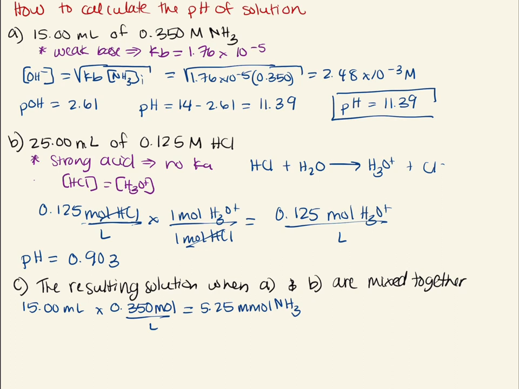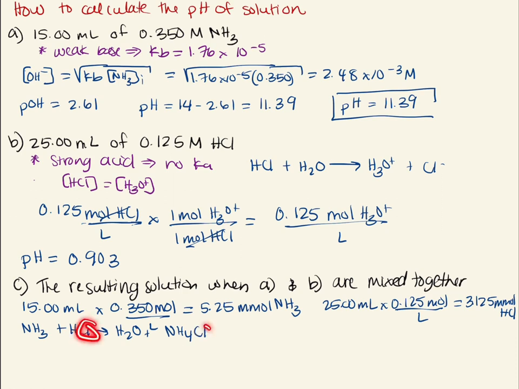Then I can do the same thing for my hydrochloric acid. I have 25 milliliters times 0.125, and that gives me 3.125 millimoles of HCl. So I can set up my neutralization reaction. And again, remember, chloride is a spectator ion. We don't care about it. It's not participating in the chemistry.